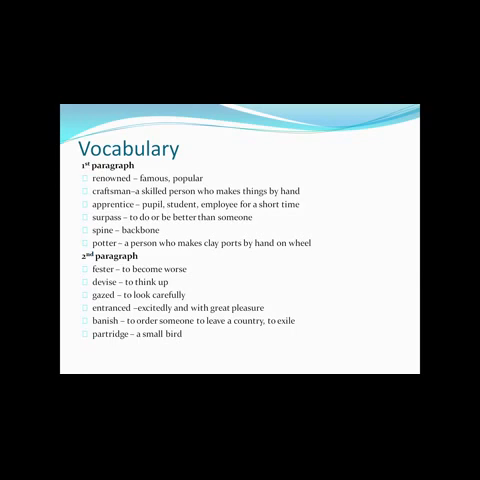The next word is spine. Spine is actually the bone. Potter, a person who makes dry pots by hand or mill. These are some difficult words in the first paragraph. In the same way, some words are given in the second paragraph, like fester. Fester means to become worse.